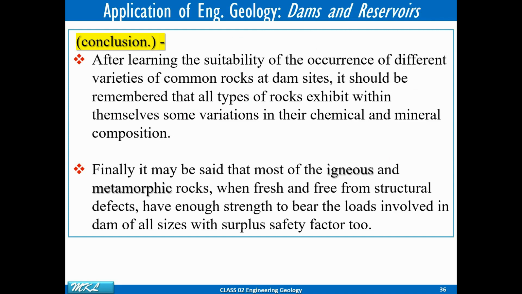So what did we learn? That igneous and metamorphic rocks are good enough when they are fresh, and fresh means free from structural defects, meaning there is no severe fracturing. By considering this factor, you can identify the suitable site. But you also have to consider the structural geological part of the site, because the rock may be igneous, but if it has many fractures then it will not be of any use. If it's an igneous rock and you are seeing several fractures in it, you cannot build a structure over that rock, however igneous or metamorphic it may be. So you have to consider the structural features also.